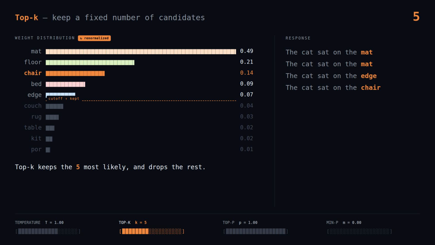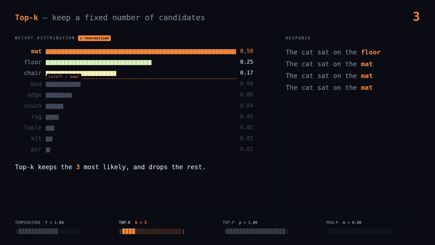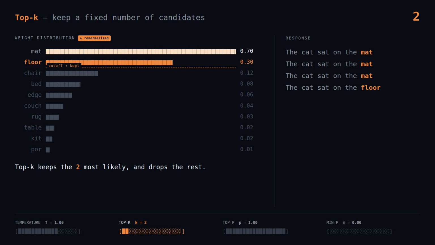And notice the survivors grow to fill the gap. That's renormalization. What's left is rescaled so it still adds up to 1. Drop it to 2, and you're left with just the strongest pair. That fixed number doesn't care about the shape of the distribution. It cuts the same way whether the model is certain or unsure.